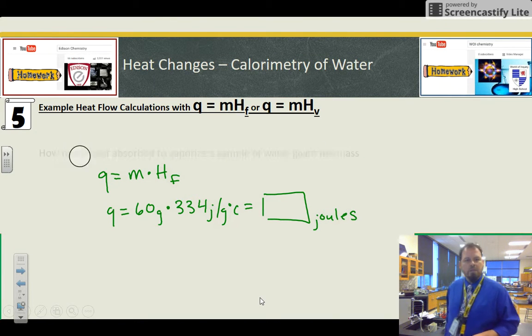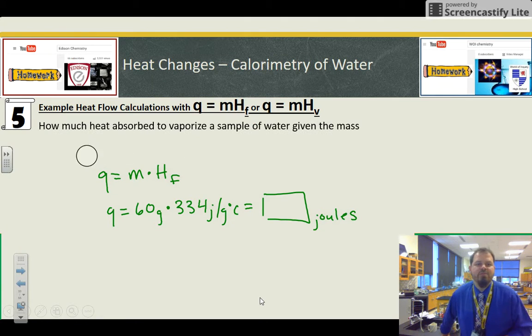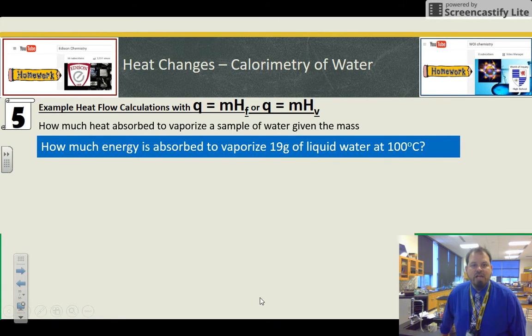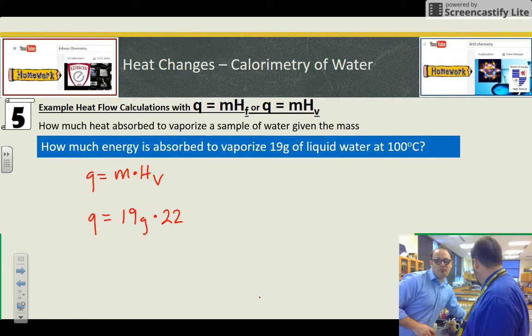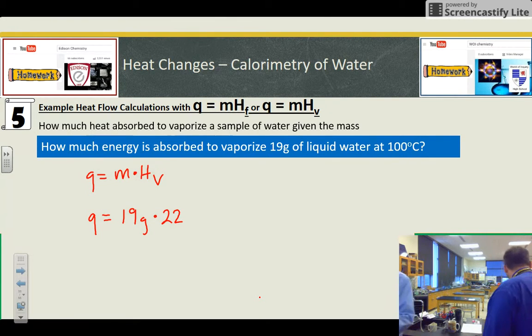Good. Moving on. I'm guessing we're going to go H sub V. Now I see vaporize. How much energy is absorbed to vaporize? H sub V. Now I just have a different constant. I still have 19 grams going in for my mass. Now it's what, 2,230? 2260, that's it. Let me look at my reference tables. 2260.